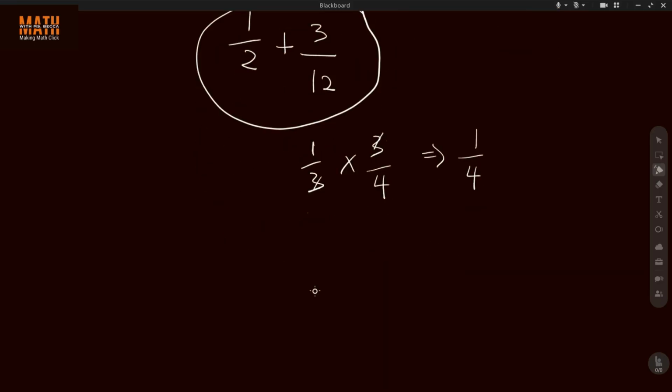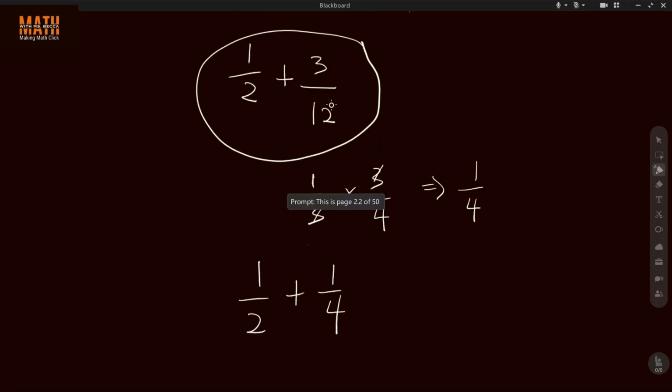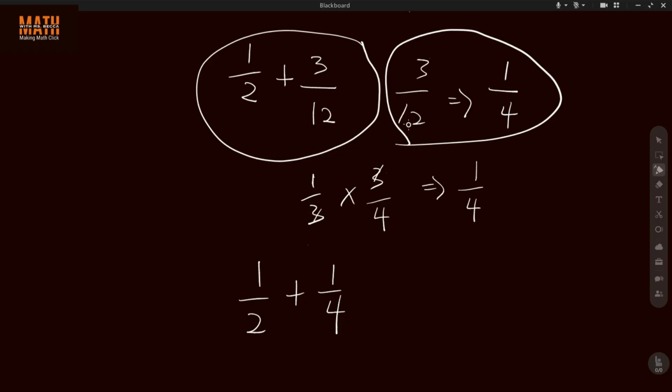So now we can add by saying 1 over 2 plus 1 over 4. This way, we have expressed 3 over 12 in its simplest form, which is 1 over 4. If you multiply straight and got 3 over 12, you can just look for the common factor. 3 will go in 3 once, and 3 in 12, 4 times. You can use any method that you find easy.